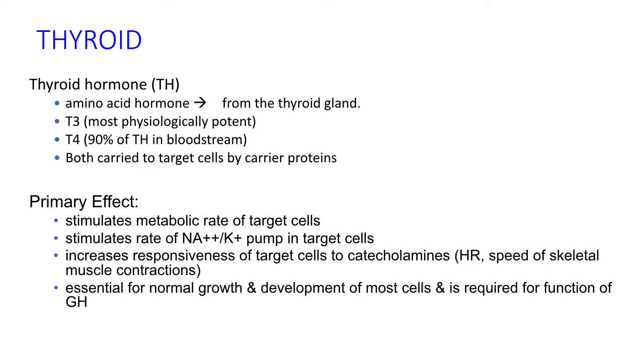actually be stimulated appropriately? So the primary effect of our thyroid hormones, our T3, T4, is that we are stimulating or increasing the metabolic rate of our target cells. It's going to stimulate our sodium-potassium pump. It's going to make our cells more responsive to the catecholamines. So this is why it's associated with energy and so on. And it's necessary for normal growth and development and for the function of growth hormones. So you need these hormones in order to develop normally and to have normal energy and metabolic processes throughout your body.